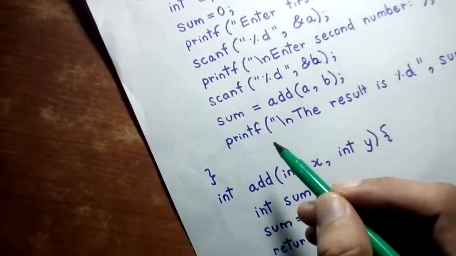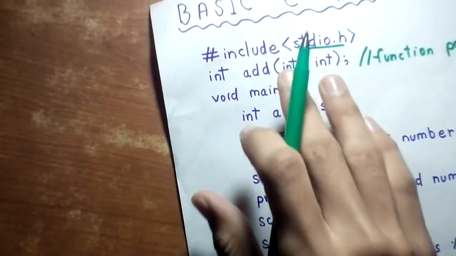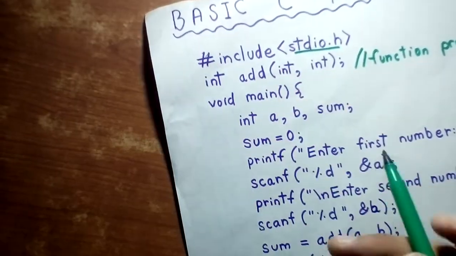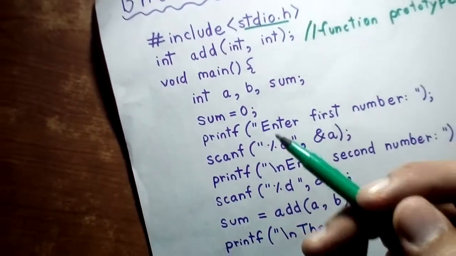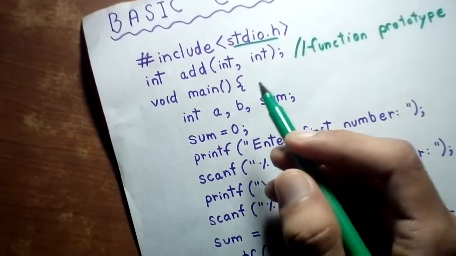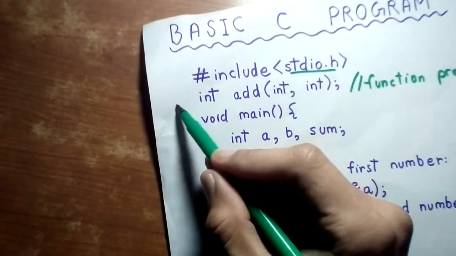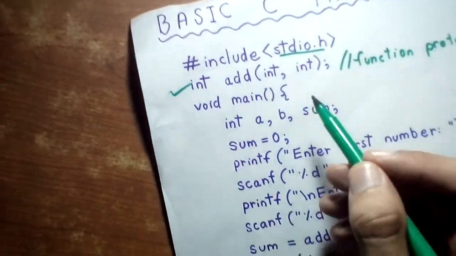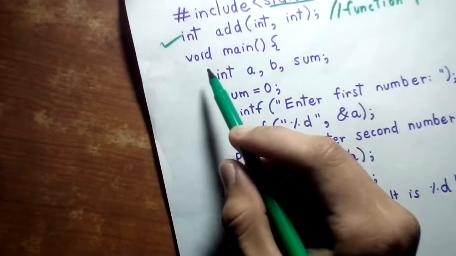If you are thinking to define the function before the main, then function declaration is not necessary. But if you are thinking to define the function after the main, then you must declare the function first before using it.